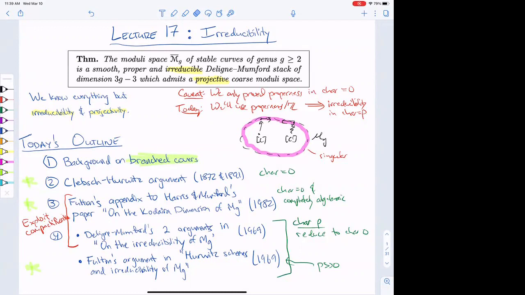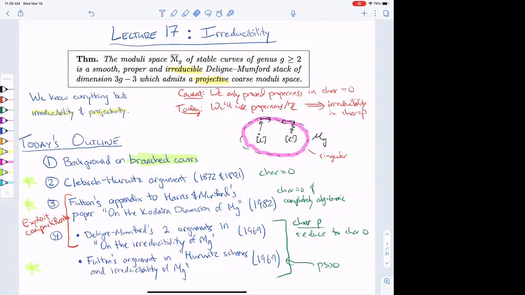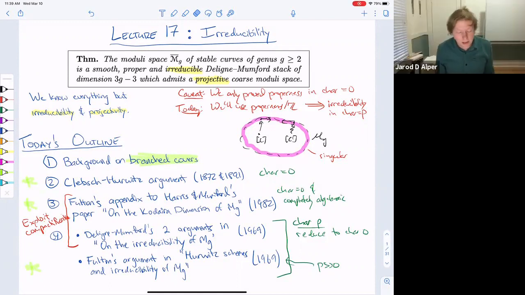Yes, is M_g irreducible? Sorry, I missed the... Is M_g without the...? Oh yes, is M_g irreducible? Yes, M_g itself is irreducible. I'll comment on the equivalences in a second. In fact, that's the first thing I want to say.